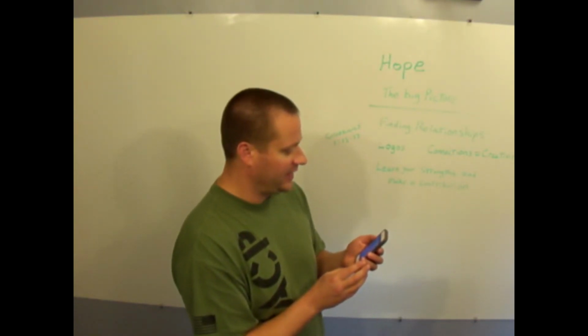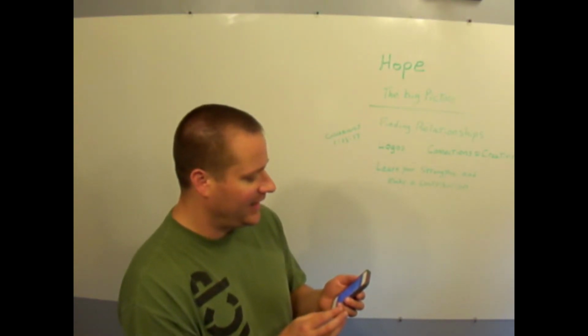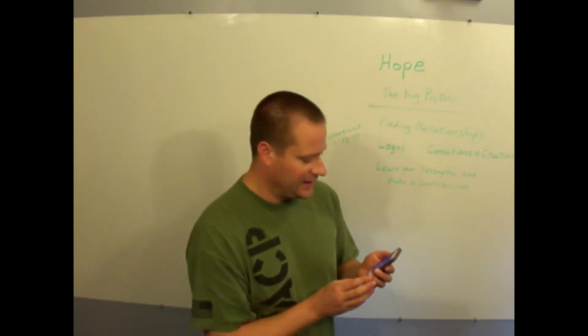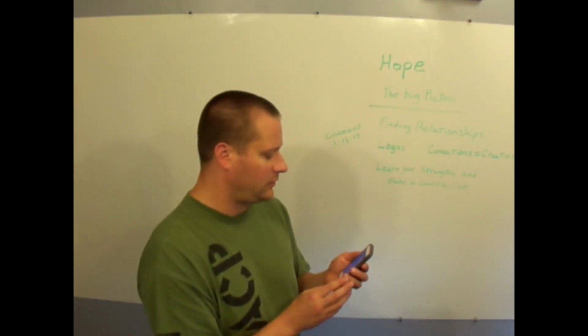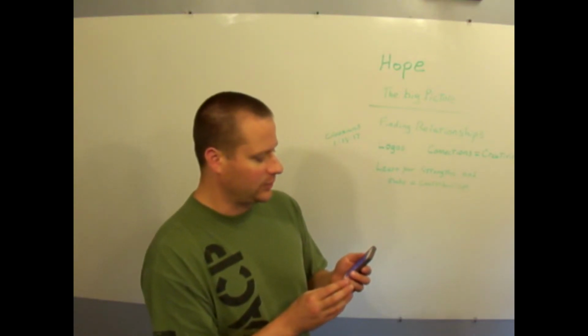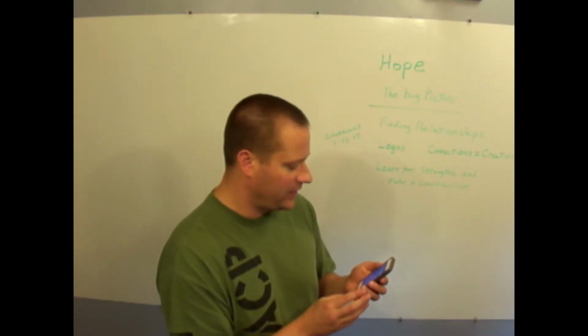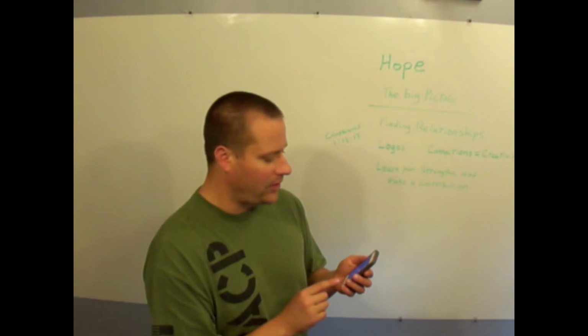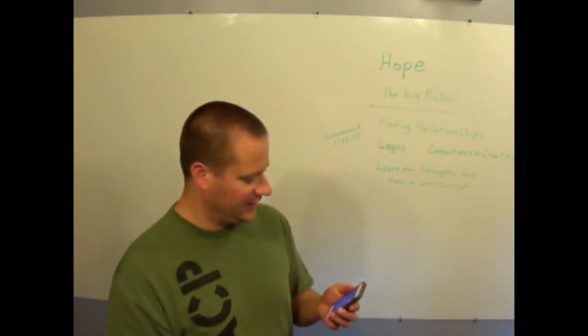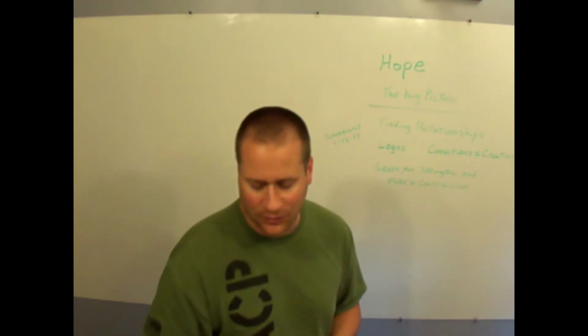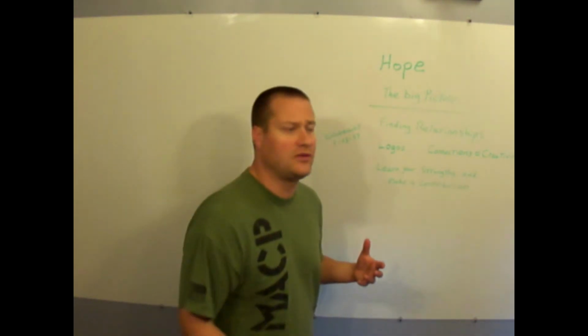Jesus, all things were created in heaven and on earth, visible and invisible, whether thrones or dominions or rulers or authorities, all things were created through him and for him. And he is before all things, and in him all things hold together. So Jesus is the one that connects all things and holds all things together.